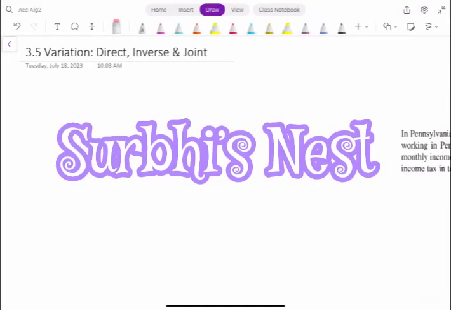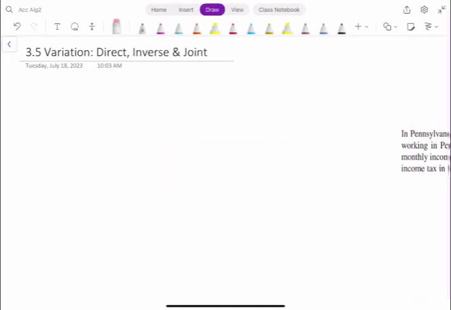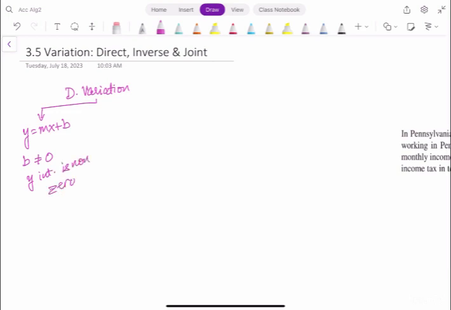Welcome back. Today we will be talking about the direct, inverse and joint variations. These words might seem a little bit different, but you know about direct variation very well, because the simple direct variation we can think about is y = mx + b form, where b is not equal to 0 and the y-intercept is technically non-zero. When the y-intercept is 0, then I can tweak this y = mx + b into y = kx form.